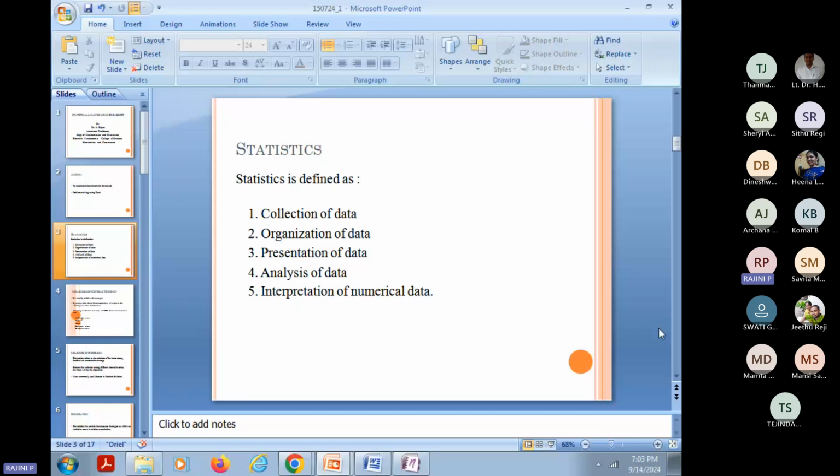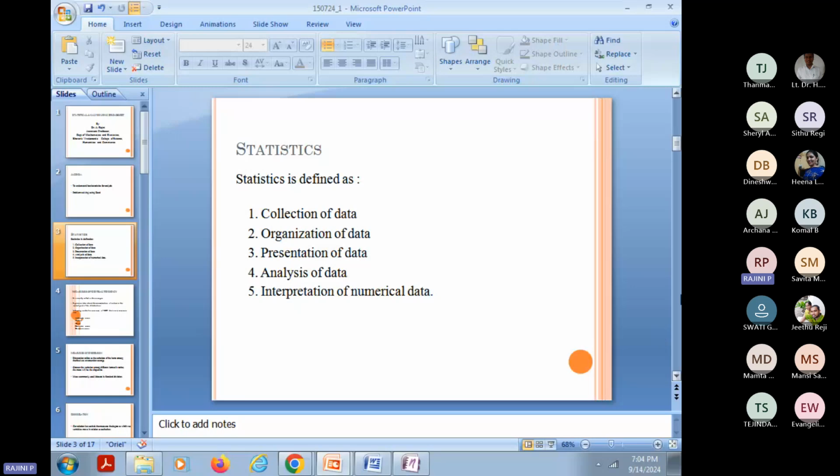No, not only the average. In statistics, we have so many steps. So what are those steps? Statistics mainly consists of 5 steps. In any research, these 5 steps only we follow. Knowingly or unknowingly, we do all these steps, but we don't know that this is called statistics, right?